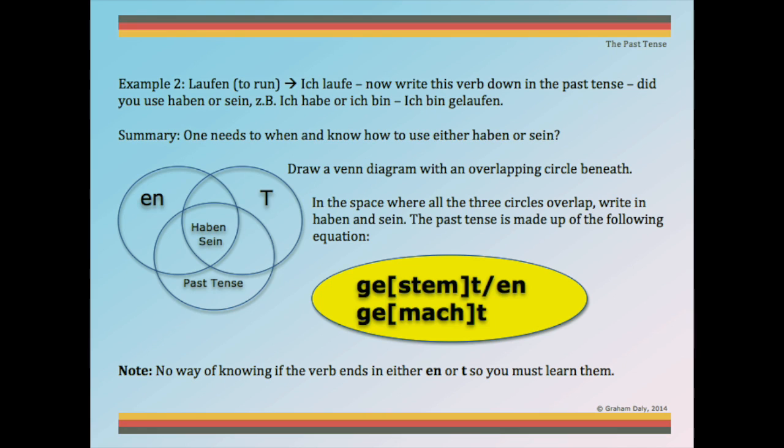The past tense is made up of the stem, which is where you take off the en. For example, machen, you're left with mach. You add a ge at the start, and then you need to learn whether the verb takes a t or an en. And the only way to do this is learn the verbs as you come across them in your German class.